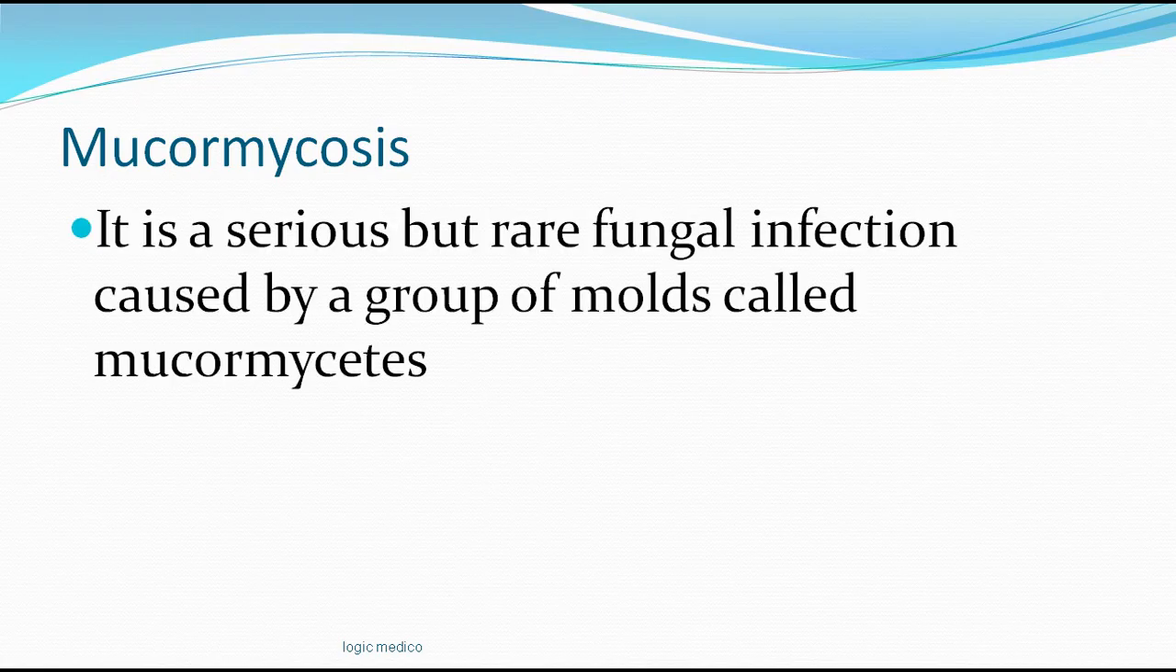What is this mucormycosis? It is a serious but rare fungal infection caused by a group of molds called Mucormycetes. What is the other name of mucormycosis? Everybody remembers mucormycosis or the black fungus. So what is the actual old name for mucormycosis? It starts with Z, Zygomycosis.